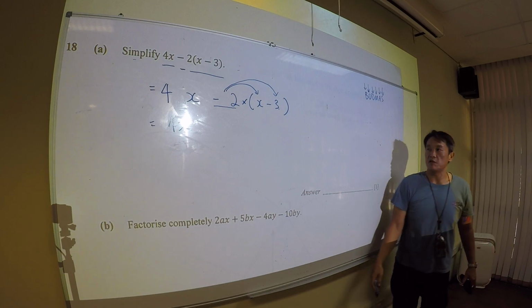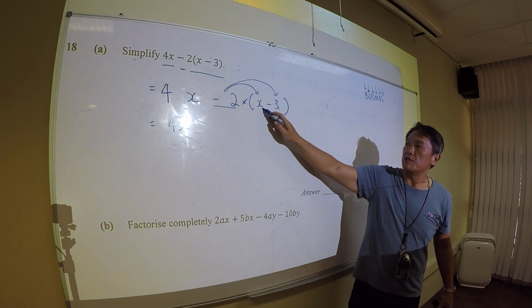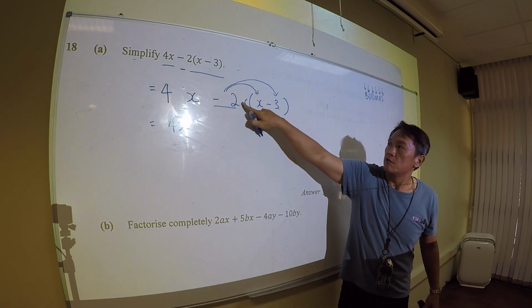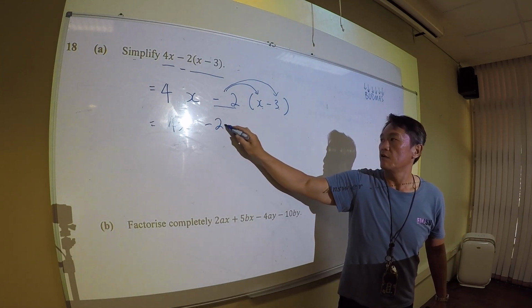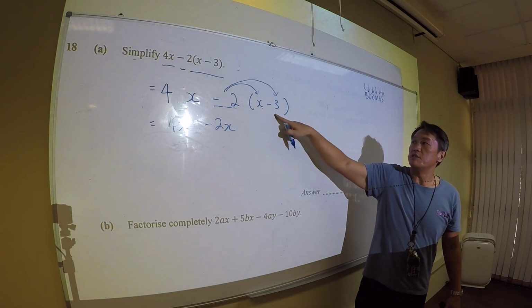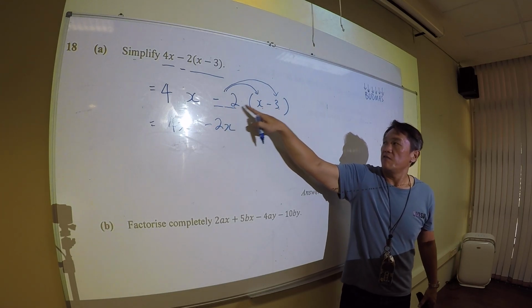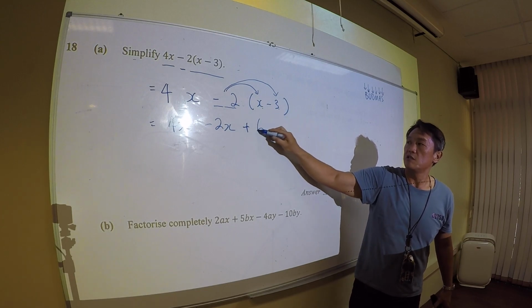Just a simple expansion, rainbow method. So negative 2 times positive x. Negative 2 times positive x is negative 2x. Negative 2 times negative 3. Negative becomes positive, 2 times 3 becomes 6.